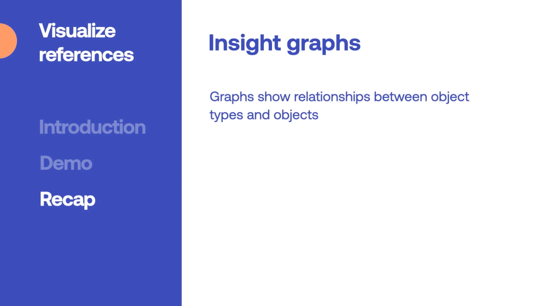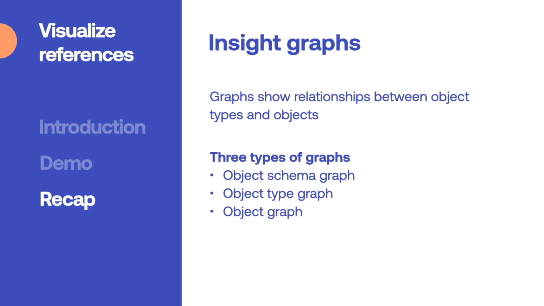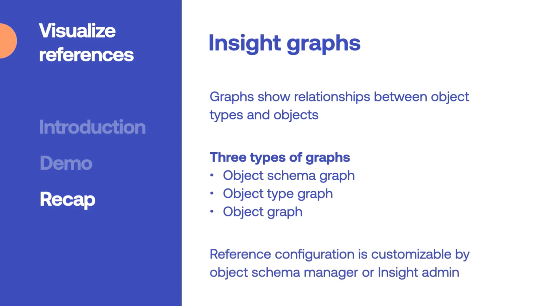All of the graphs that we have seen in this video exist because we have references between object types and objects, which represent relationships between assets in the business. These graphs can be a tremendous help when visualizing references and dependencies. The way the references are configured is entirely customizable. The data modeling and configuration of references is done by the Object Schema Manager or the Insight admin after the schema has been created. Thank you for watching.